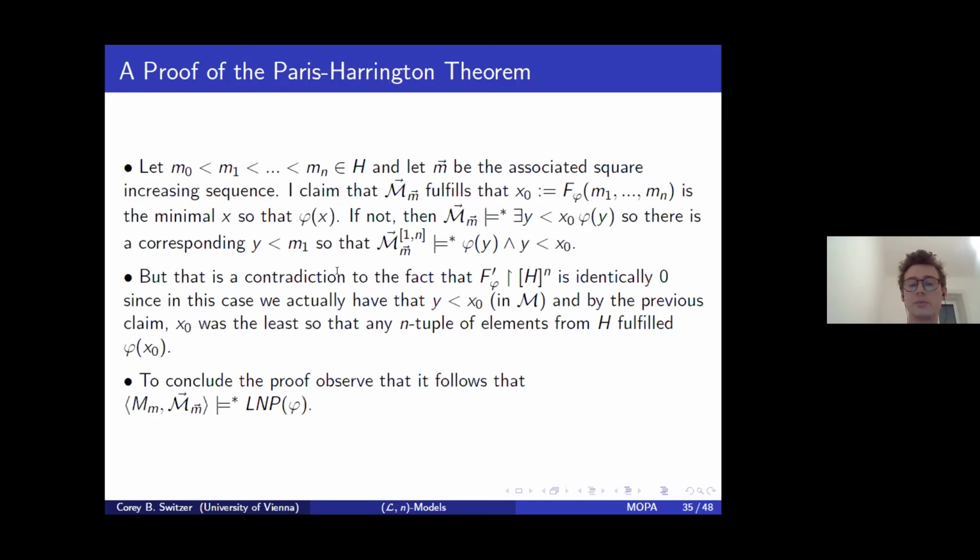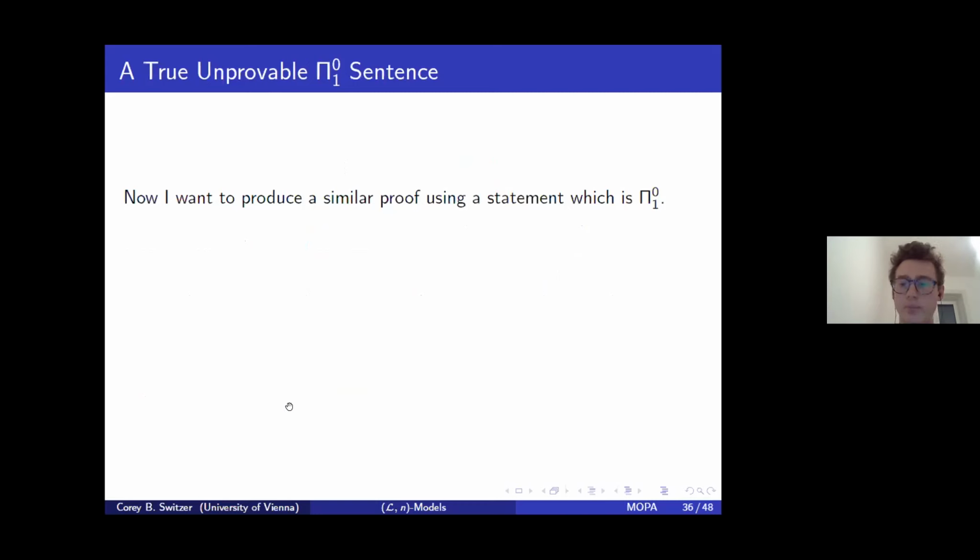And just to conclude, putting that all together, if I make my bigger LN model where I put my first parameter set at the beginning, m sub m vector, then the whole thing is a model that fulfills the least number principle for phi, which is what we needed to show. So we're done. All right. And like I said, to up this from one formula to finitely many, it's the same argument. You just need to keep track of more indices. So that's the proof that Paris-Harrington implies the least number principle from LN models.